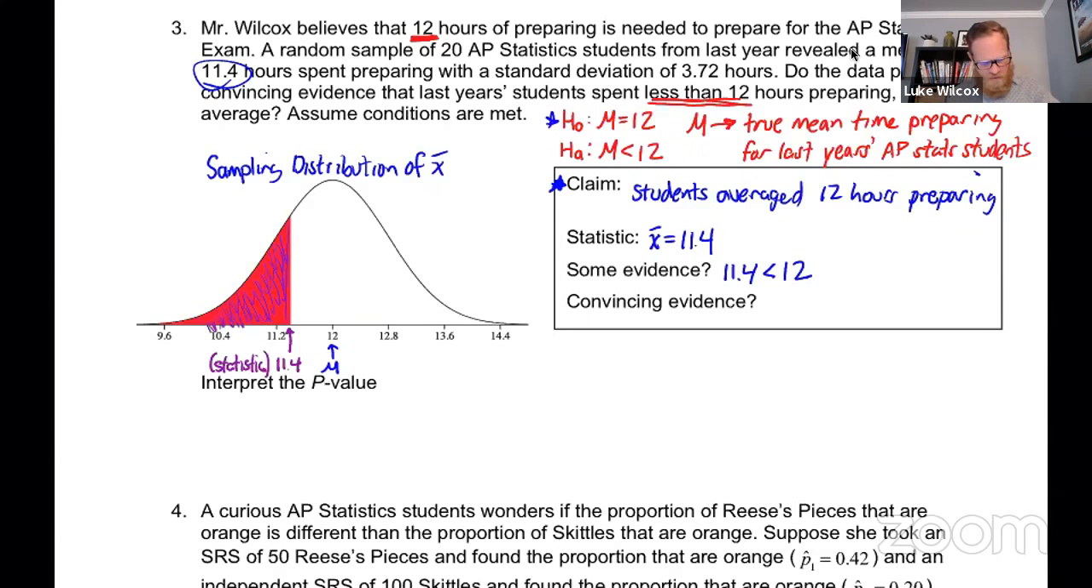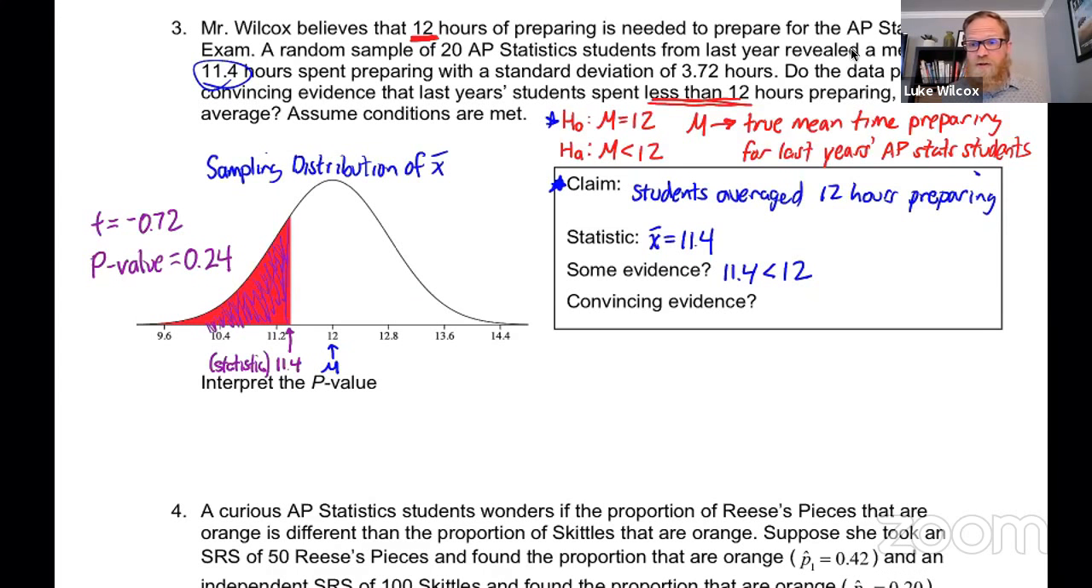So there are some calculations that need to be done here, but that's not the focus of this lesson. So I'm going to tell you that the calculator gave me a t-test statistic of negative 0.72, which means we're about 0.72 standard deviations or standard errors below the mean. And the calculator gave me a p-value here of about 0.24.